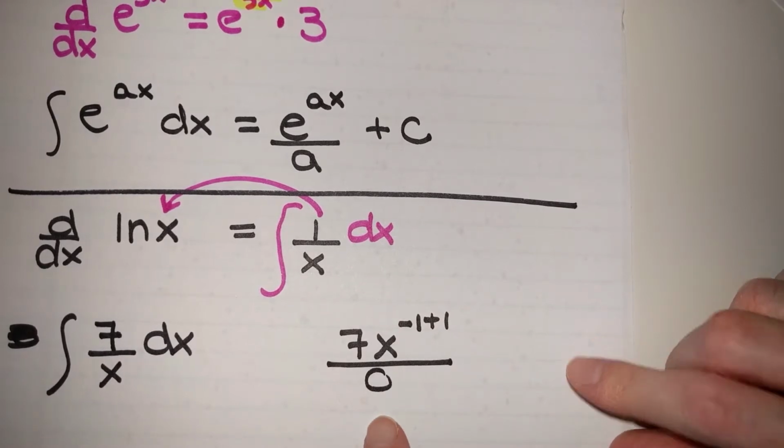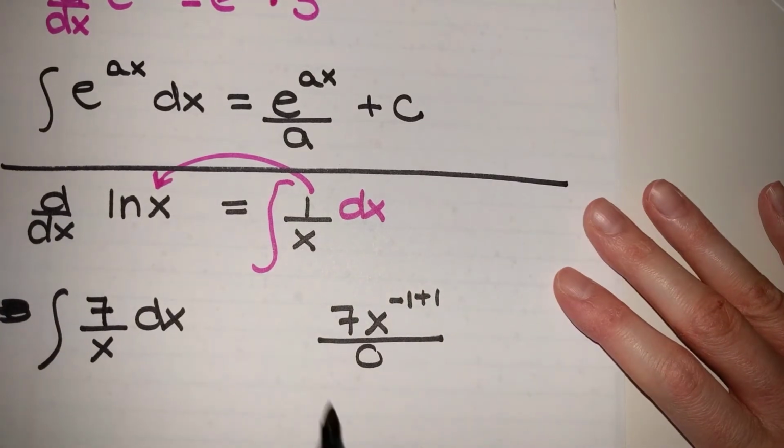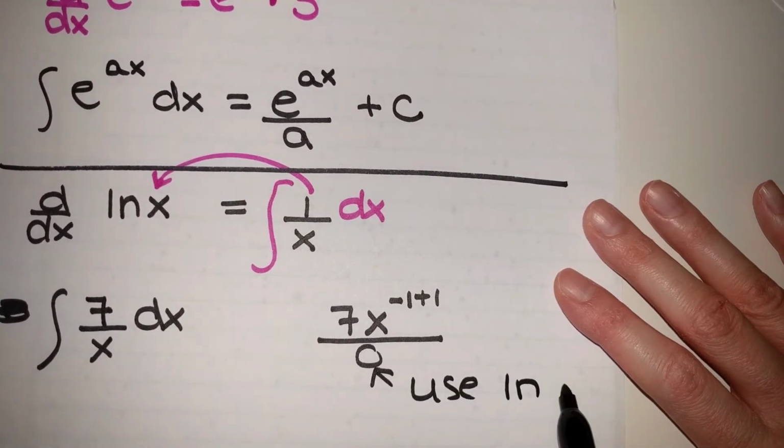So when that happens, when you get that 0 in the denominator, that's kind of like your little tip-off that something is amiss, something is afoot, and you need to reevaluate what your rule is. And so what happens here, I always think about if I get that 0 in the denominator, that really means that I need to use the natural log rule.